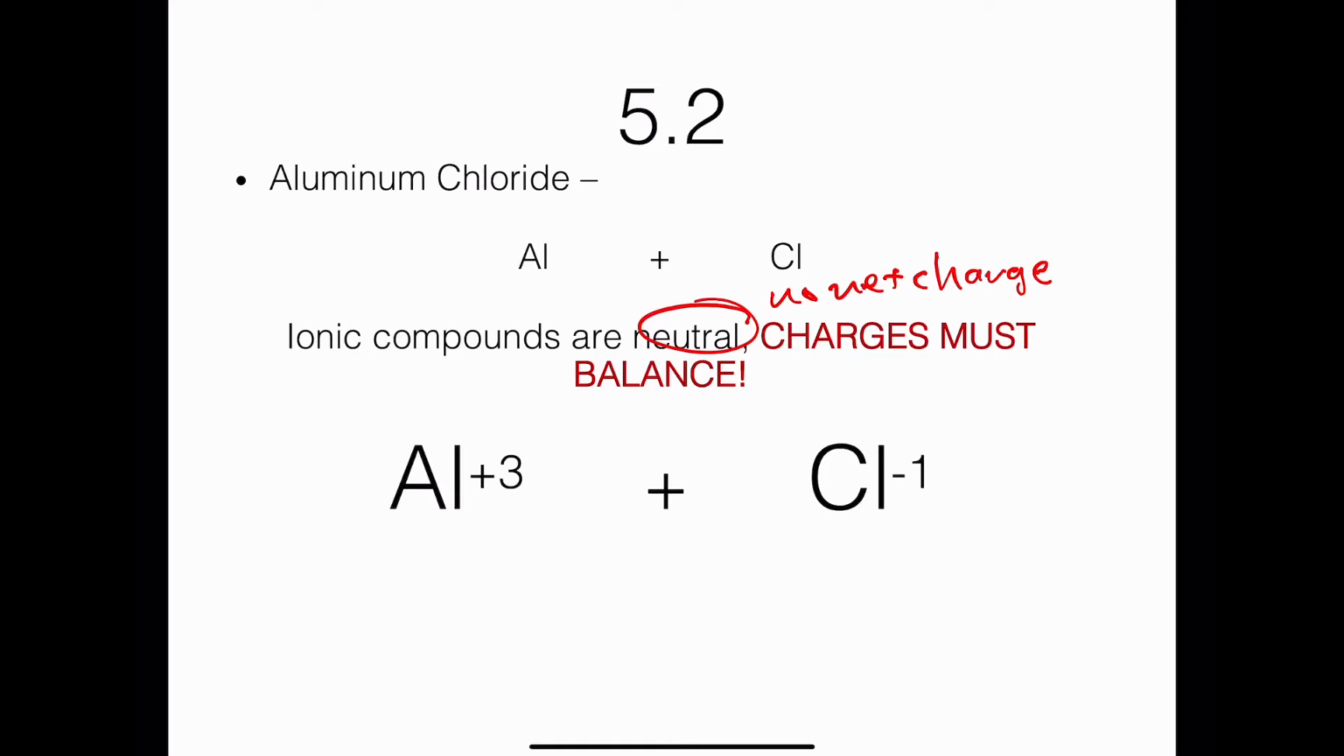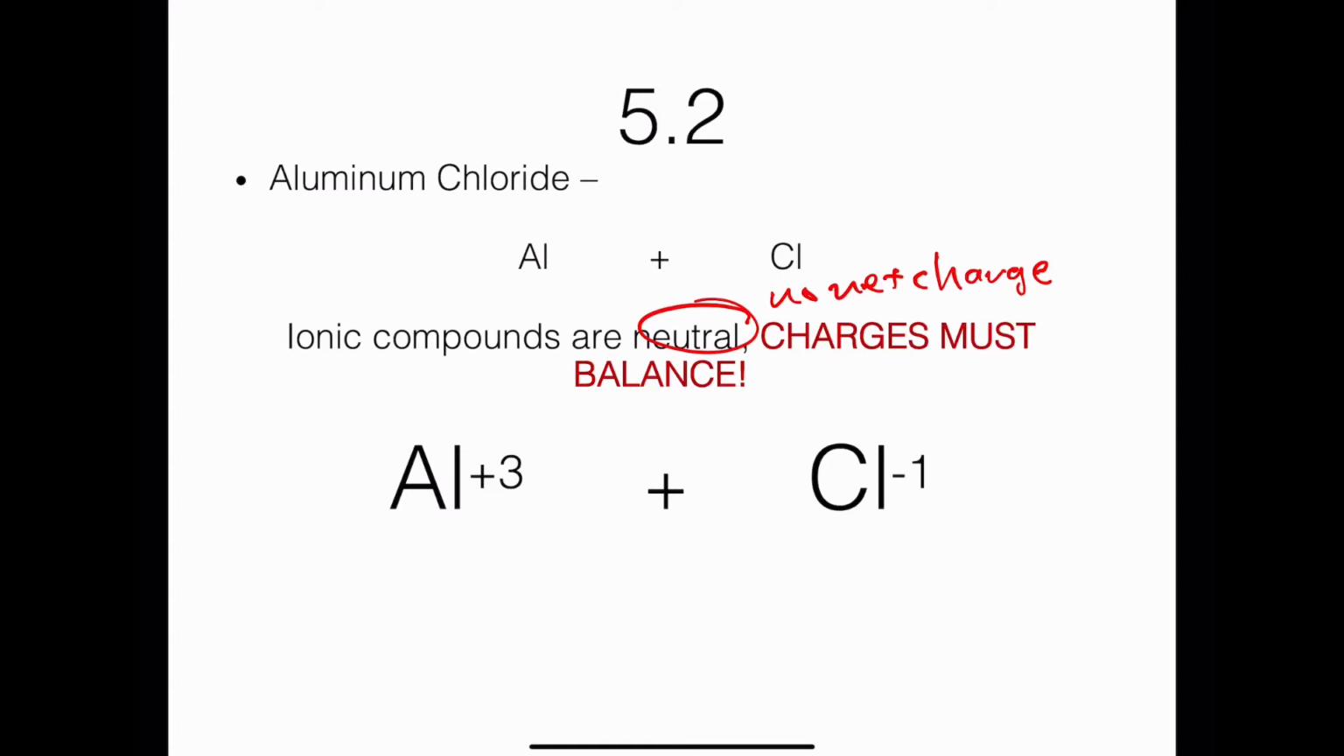So when we do this, we need to figure out how many aluminum equal the charge of 1 chlorine, or how many chlorine equal the charge of 1 aluminum. So we can see here, we've got a higher magnitude of charge with our aluminum. So we are going to need 3 chlorine to balance out the charge of 1 aluminum.